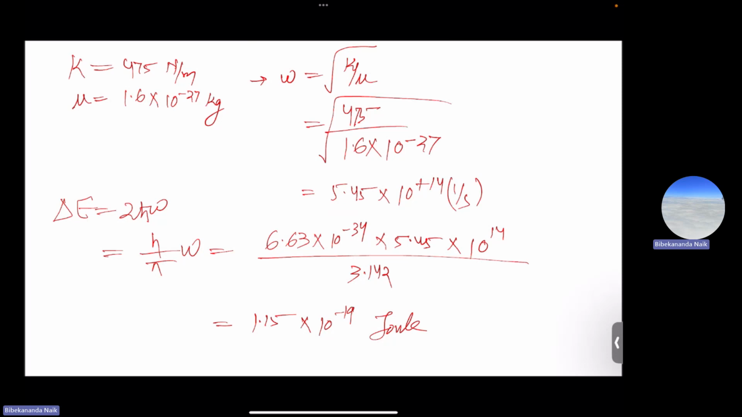So the value of omega is coming out to be 5.45 into 10 to the power 14 second inverse. Now using this value of omega, we will calculate the energy. Energy is 2ħω, and the value of energy is found to be 1.15 into 10 to the minus 19 joule. And this energy, if you want to convert it in terms of temperature, can be converted as E equals kT. So T will be E by k.